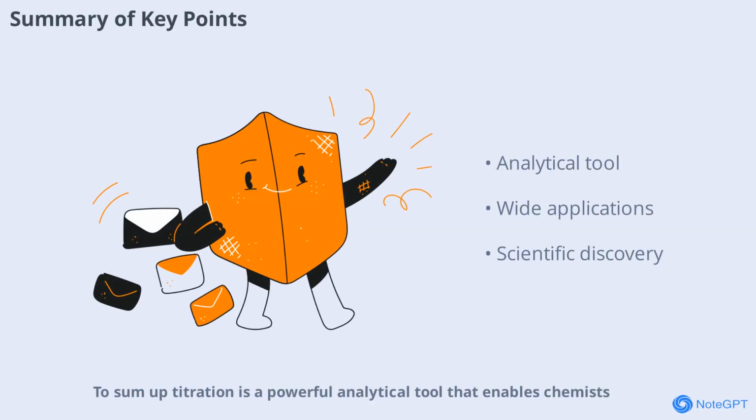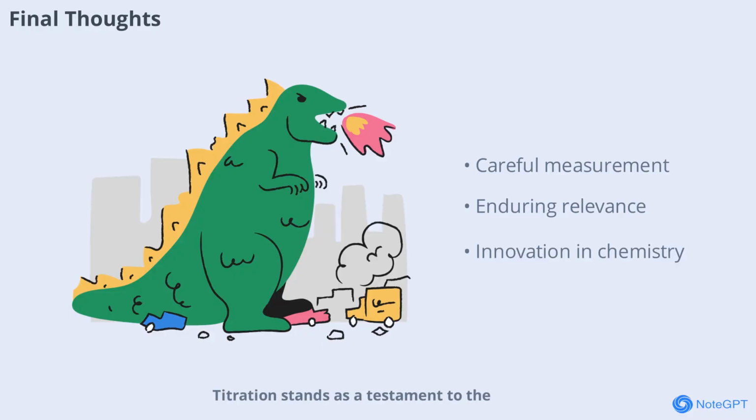To sum up, titration is a powerful analytical tool that enables chemists to determine the concentration of unknown solutions with precision. Its applications span education, industry, and environmental science. By understanding the principles and mastering the technique, anyone can unlock the potential of titration in scientific discovery and everyday life. Titration stands as a testament to the power of careful measurement and observation in science.